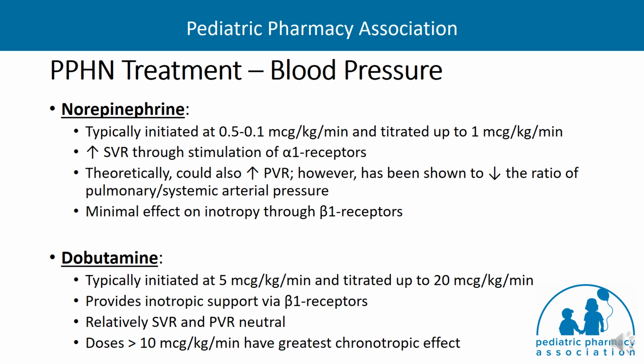Dobutamine increases cardiac output through its inotropic effect from the stimulation of beta-1, while remaining relatively SVR neutral. It also has a chronotropic effect, which demonstrates an increase in neonatal heart rate, especially at those higher doses.